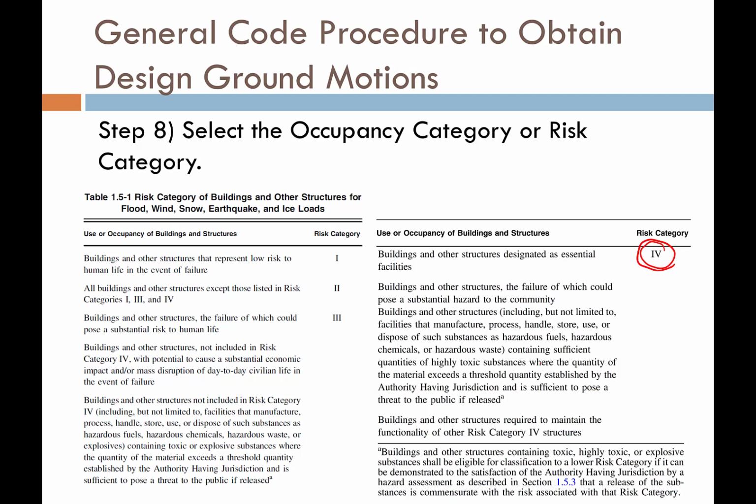Believe it or not, when I ask for an example of something that's a risk category 4, a lot of students will say hospitals. And the truth is, nope. The code says a hospital is not risk category 4, but a risk category 3. That's kind of interesting when you think about it. I didn't make the code, so don't ask me about it, but that's just what it is.